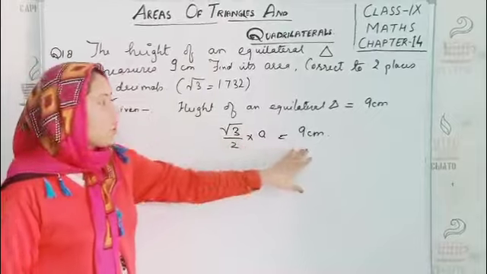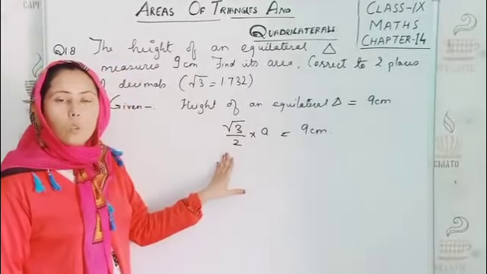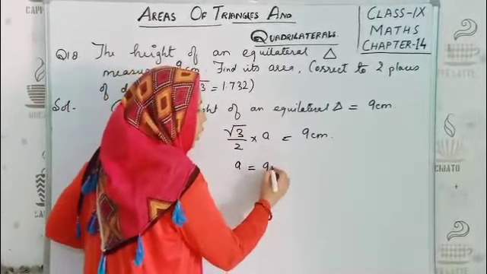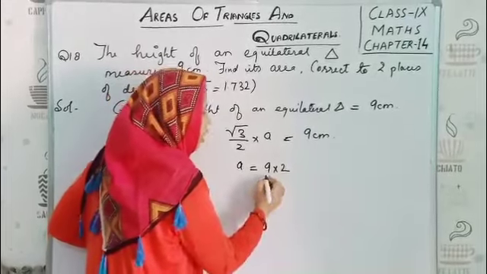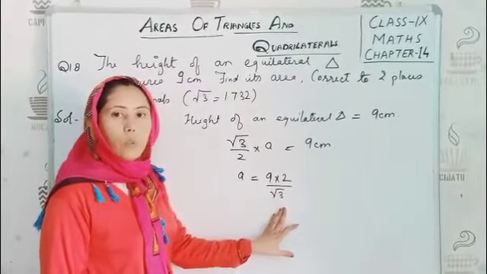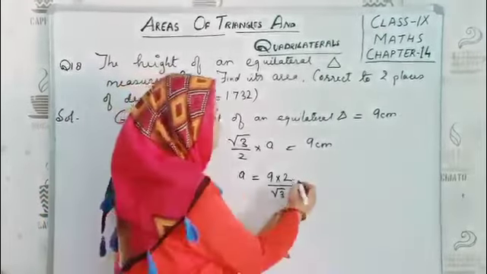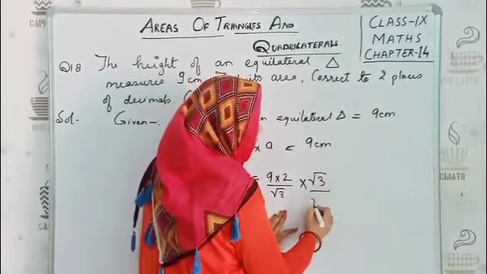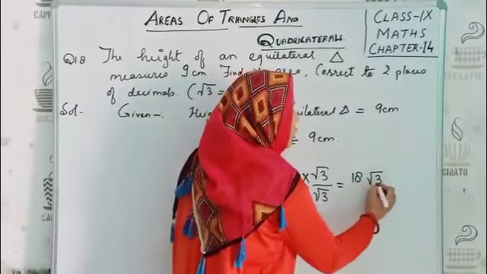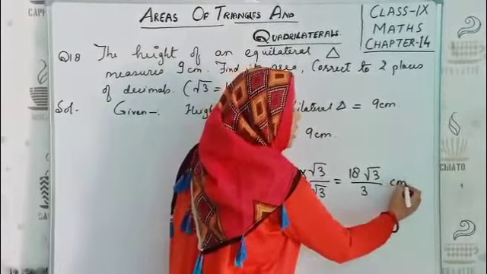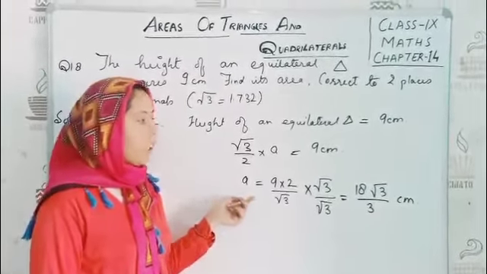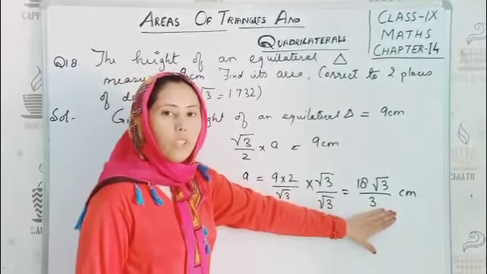Height of an equilateral triangle is 9 centimeter, and we know the formula to calculate height of an equilateral triangle. Now transpose them. So A will be equal to 9 into 2 upon root 3. In the first chapter we have learned that there are no roots in the denominator, so we will rationalize it by multiplying root 3 in numerator as well as in denominator. So you will get here 18 root 3 upon 3 centimeter. This is the side. A is the side of an equilateral triangle. This is the value of length of side of an equilateral triangle.